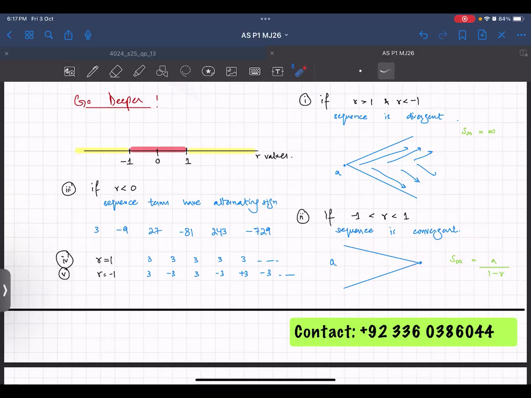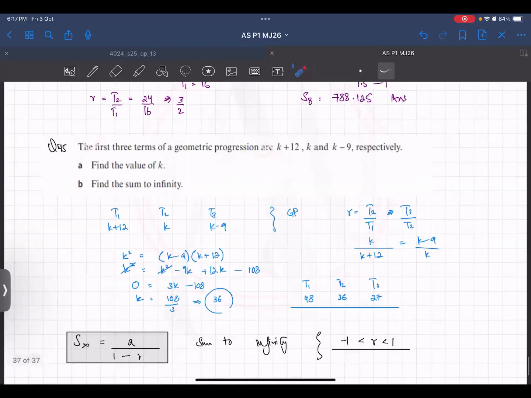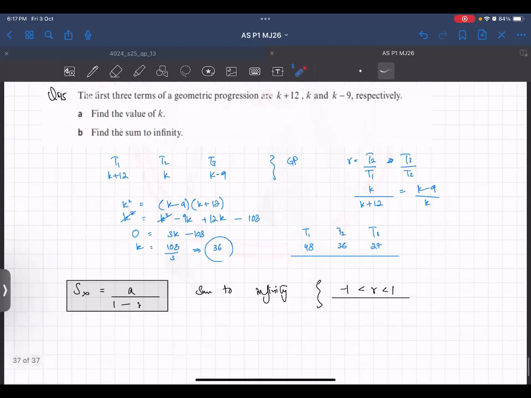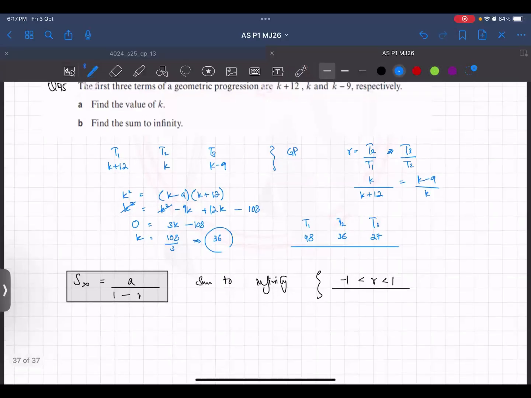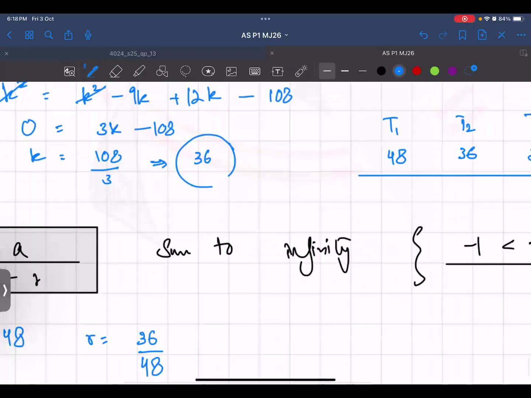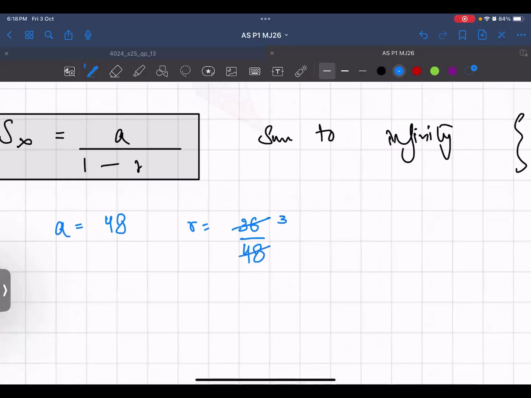That's why. So now what happens? This is the logic. And over here they're asking you to find the sum to infinity. So what do we have? We have the value of A, which is 48. And the value of R is 36 upon 48, that is T2 upon T1, which will be 3 upon 4.